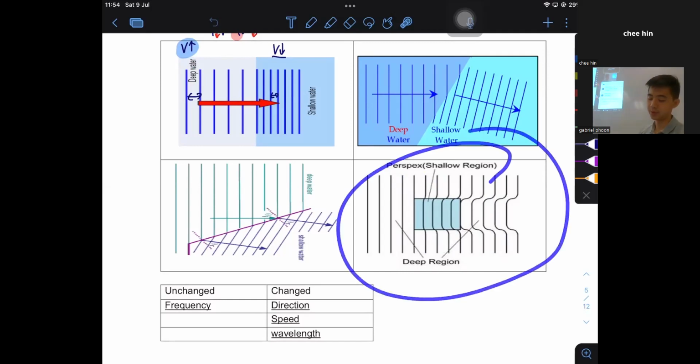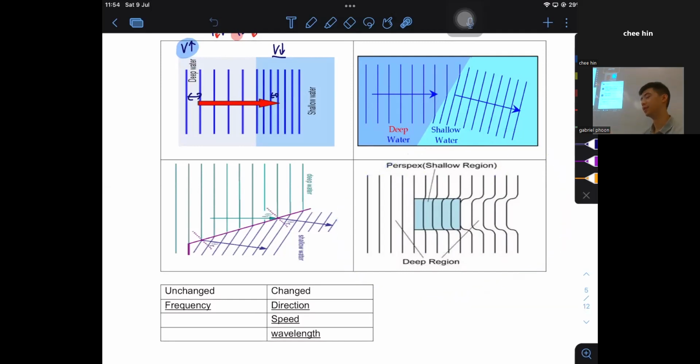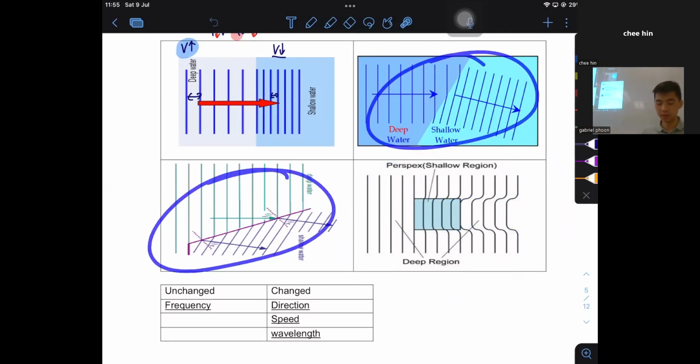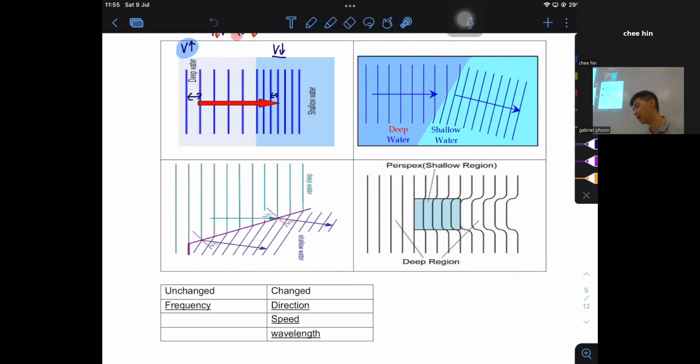Okay, this one you just ignore. It's not important. But the concept is just that this part slows down the wave, slows down the wave, slows down the wave. That's why eventually they will all slow down in the middle. Okay, but it's FYI, they don't really ask this in exam. They'll ask this and this though. This and this are very commonly asked in your exam. Very, very commonly asked.